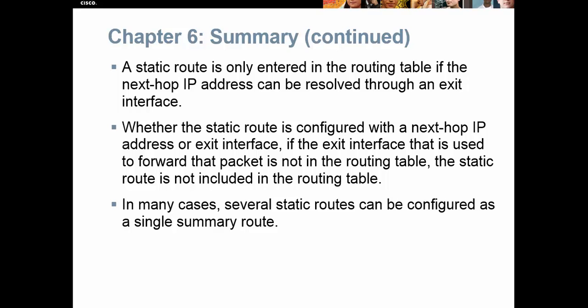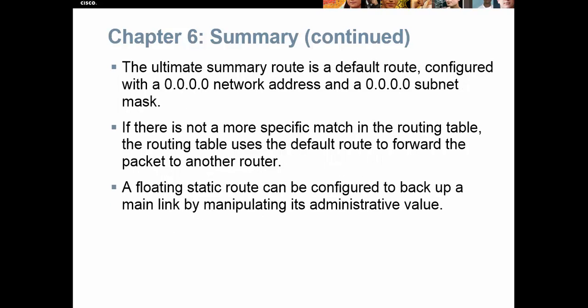In many cases, several static routes can be configured as a single summary route. And the ultimate summary route is a default route, and it's configured with the quad 0, which is 0.0.0.0 as the network address and 0.0.0.0 as the subnet mask. If there's not a more specific match in the routing table, it uses the default route to forward the packet to another router. And remember, the floating static route can be configured to back up a main link by manipulating the administrative value. Remember, it needs to be greater than your default.